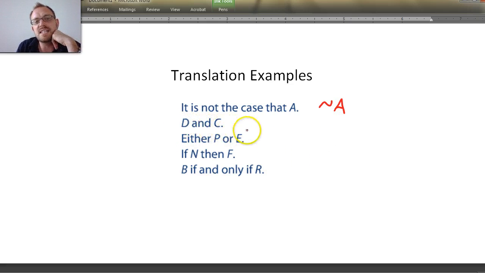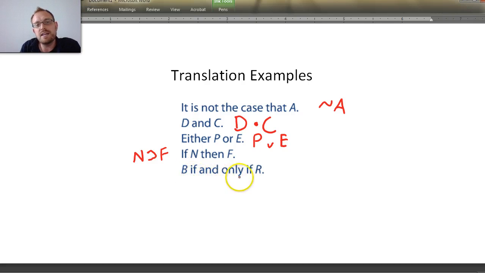What about this one? D and C. This is going to get translated D dot C. What about either P or E? Either P or E, right? You're going to use disjunction, your little V. P or E, okay? What about if N, then F? If N, then F. Here, I'll write on this side. It's going to be N, right, horseshoe F. B, if and only if R, right, is going to be B, triple bar, R, right?